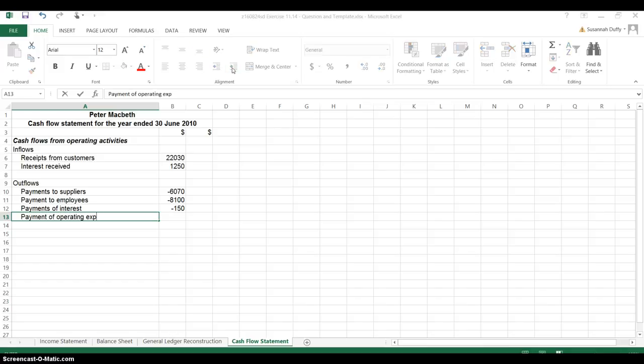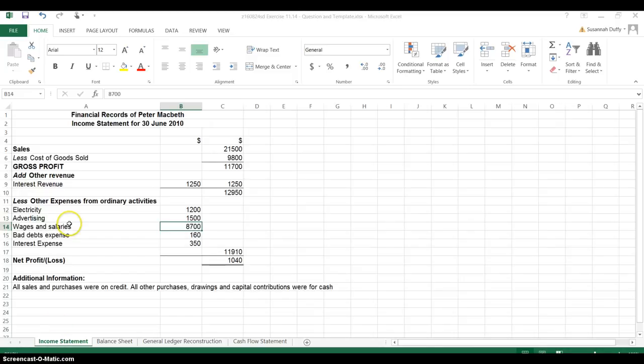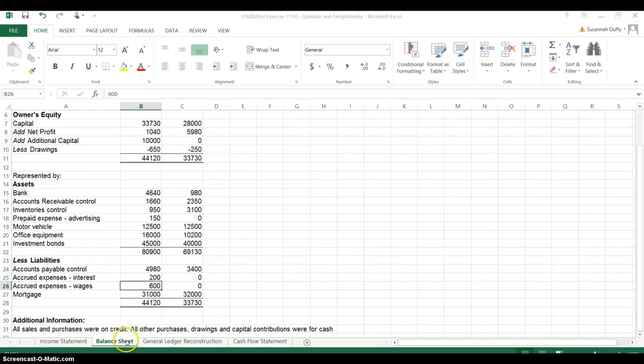And now we're on to the last part, which is payment of operating expenses. So this is anything else left in the general ledger that hasn't already been accounted for in these first three categories. Again, you need to check that there isn't anything sitting on the balance sheet in relation to those, because we'll need to reconstruct. So we've got electricity, advertising. We've already accounted for these three: wages, bad debts, and interest.